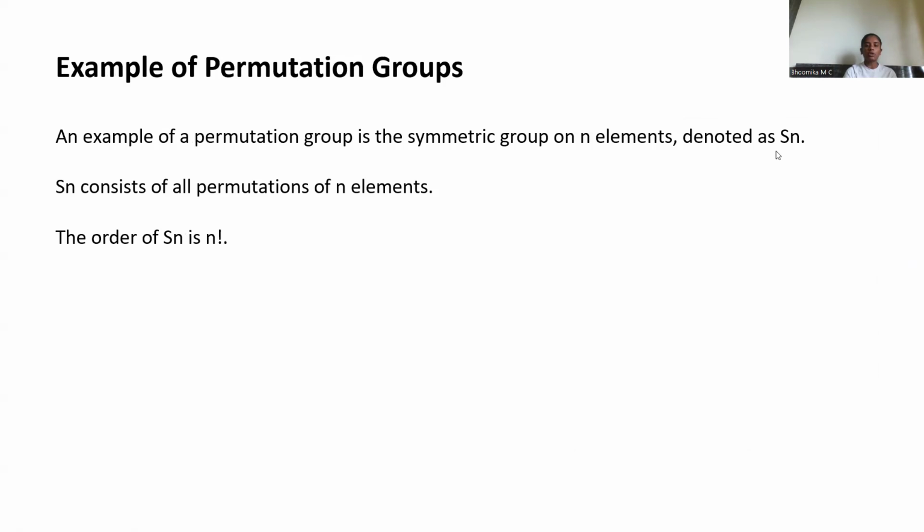An example of a permutation group is the symmetric group of n elements, denoted as Sn. Sn consists of all the permutations of n elements. The order of Sn is n factorial.